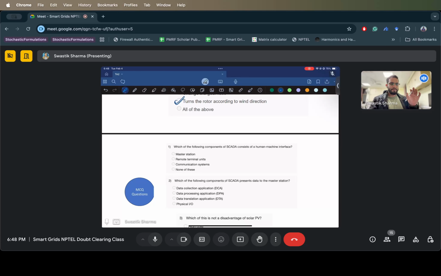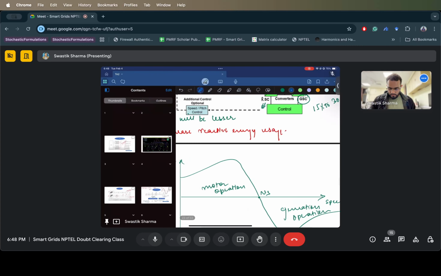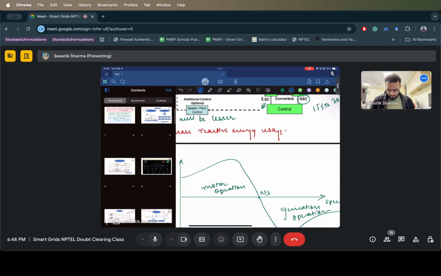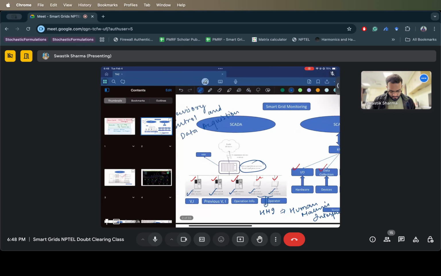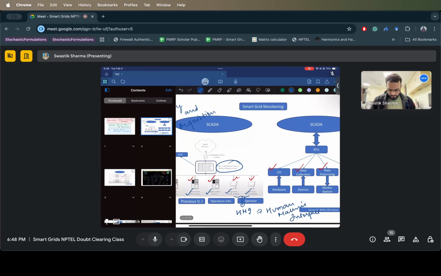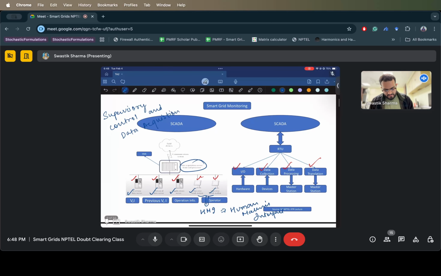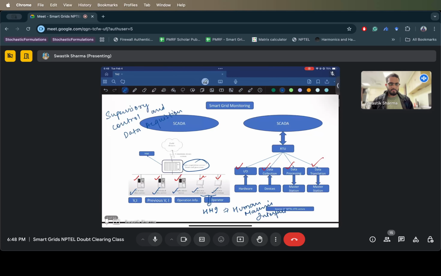So the only contact between the human and machine is that workstation, which is present in the master station, right? So the component which has this human machine interface is the master station, not the communication systems, not remote terminal units. So this is your operator workstation, that's what I showed you, that provides you the human machine interface. This workstation is present in the master station, which presents a HMI.